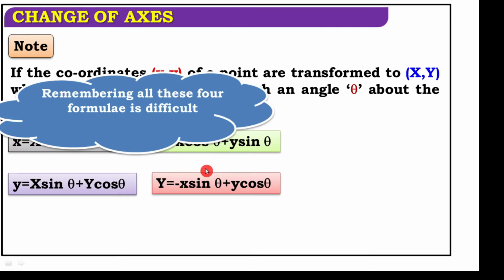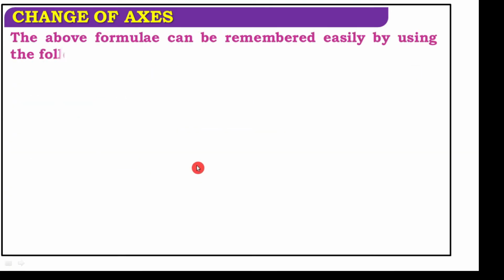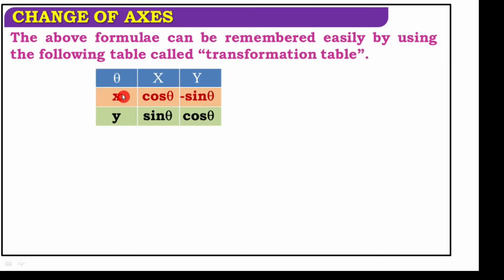Remembering all these four formulas is difficult, so we follow the transformation table. The formulas can be remembered easily by using this table. In a transformation table, take 3 rows and 3 columns. First write theta, capital X, capital Y, small x, small y, cos theta, minus sin theta, and cos theta. From this we can express small x and small y in terms of capital X, capital Y, and vice versa.